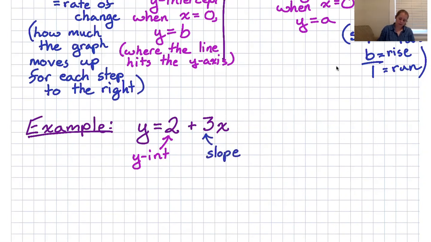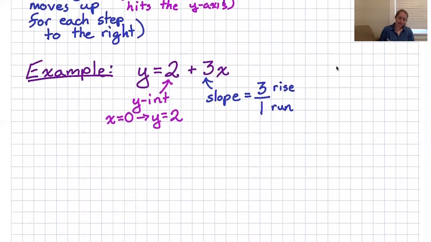So we have when x equals 0, y equals 2. And we have our slope is 3. We can always throw the 1 underneath. So we have a rise of 3 and a run of 1.